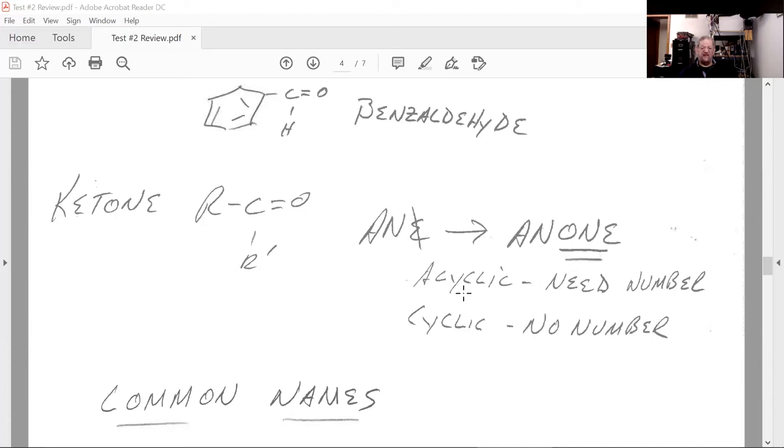Now, if it's acyclic, not in a ring, it needs a number, which carbon in that chain is the carbonyl carbon. Carbonyl carbons rock, they really are the best, and therefore it should always have the lowest number. For rings, cyclic compounds, you need no number because carbonyl carbons in ketones are the highest priority, and they are always number one, no matter what, and therefore you don't need a number because everybody knows that.